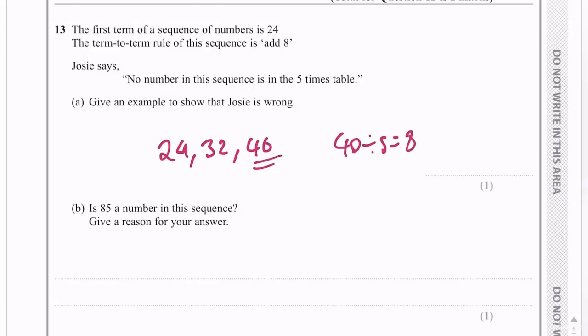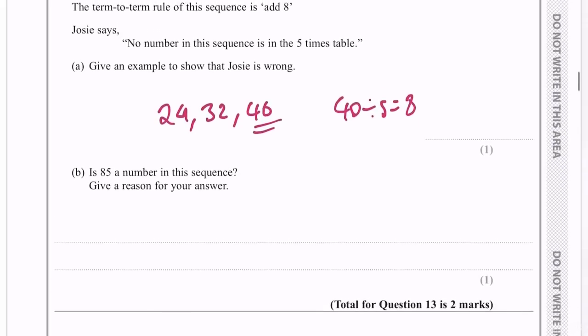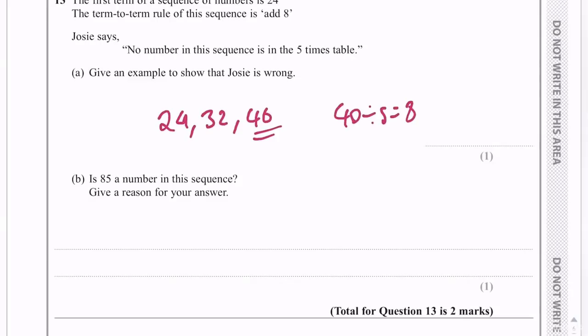So there's an example. Is 85 a number in this sequence? Give a reason for your answer. So if we keep counting up in 8s, we will eventually get to 80, and then we'll get 88 on the next one. So my answer would be no, because 85 is between 80 and 88, so it can't be in the sequence.